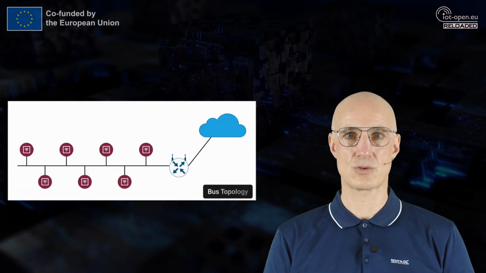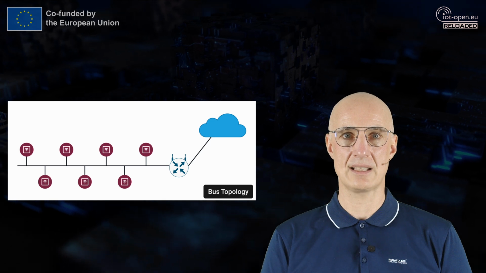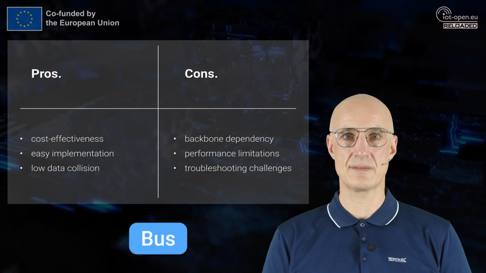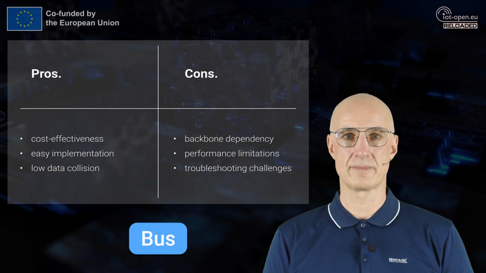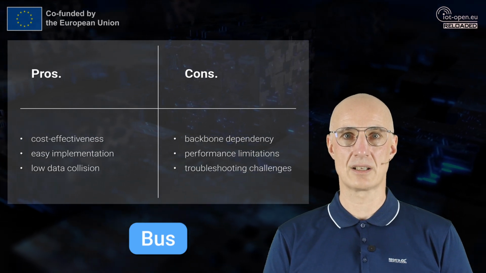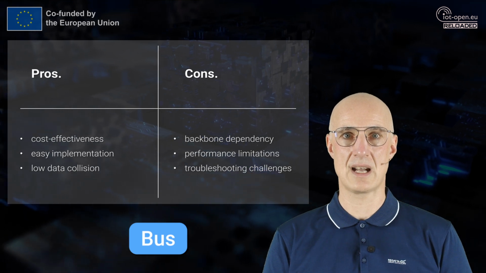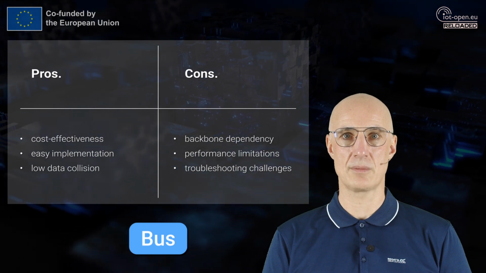All devices share a common communication backbone in the bus topology, and data is broadcast across the bus. Advantages of the bus topology include cost effectiveness, easy implementation, and low data collision. Disadvantages include complete backbone dependency that causes the whole network to go down in case of bus failure, performance limitations, and troubleshooting challenges.